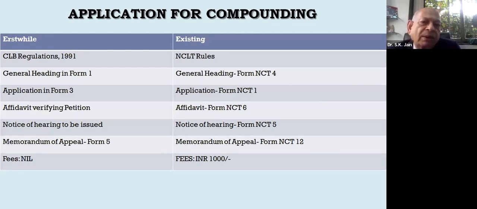Now, after enactment of the Companies Act 2013, NCLT Rules 2016 have been notified. So NCLT rules are applicable. The general heading of the form is Form number NCLT 4. The application is made in Form NCLT 1. Affidavit is made in Form 6. Notice of hearing is issued in Form 5, and memorandum of appeal is in NCLT 12.